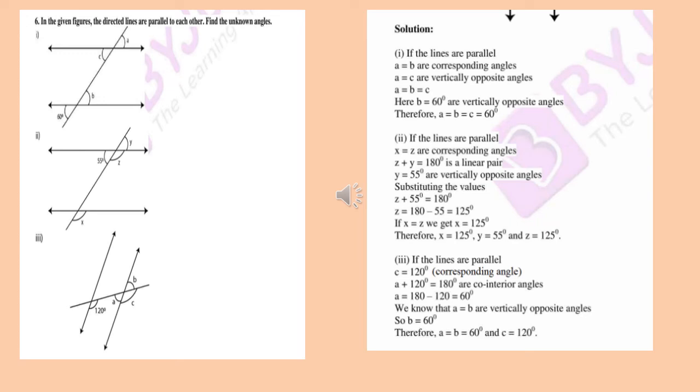Question number 6, part 1. In the given figure, the directed lines are parallel to each other. Find the unknown angles. If the lines are parallel, angle A is equal to angle B, they are corresponding angles. Angle A is equal to angle C because they are vertically opposite angles. And angle A is equal to angle B is equal to angle C. Here angle B is equal to 60 degrees because it is vertically opposite angle. Therefore, angle A is equal to angle B is equal to angle C, which is 60 degrees.